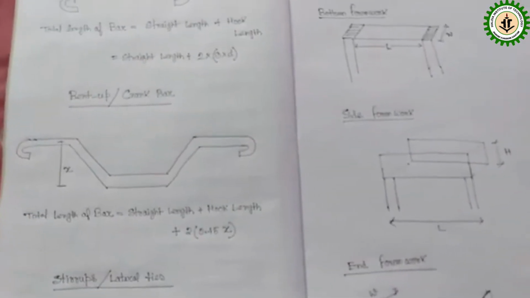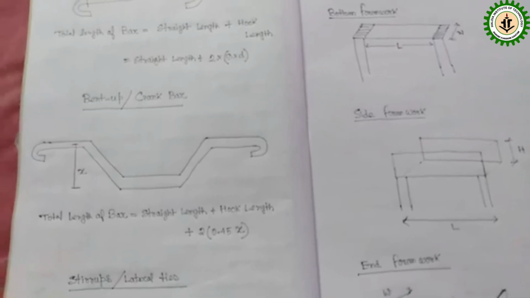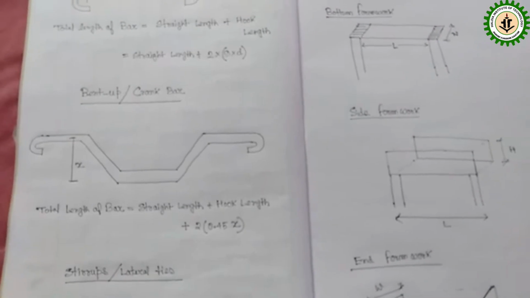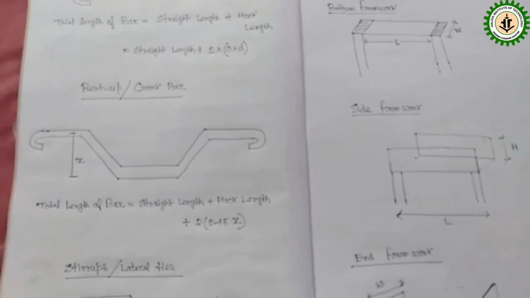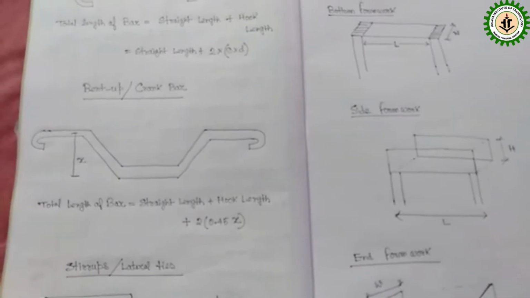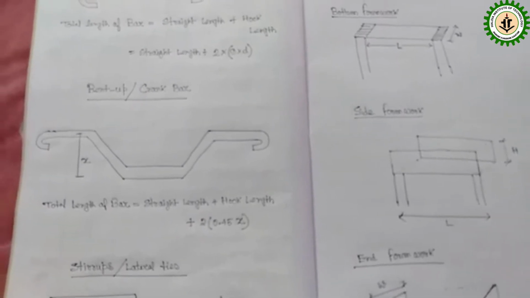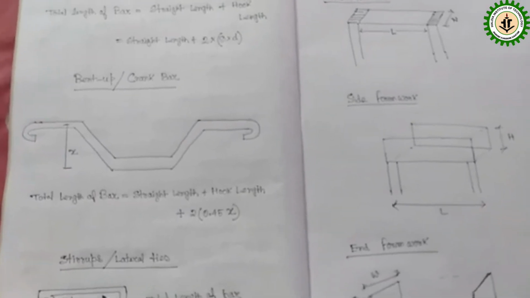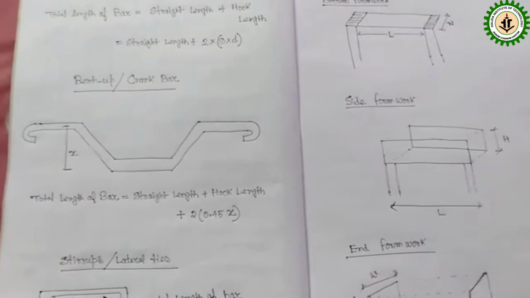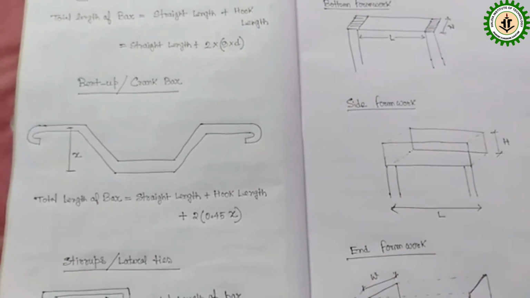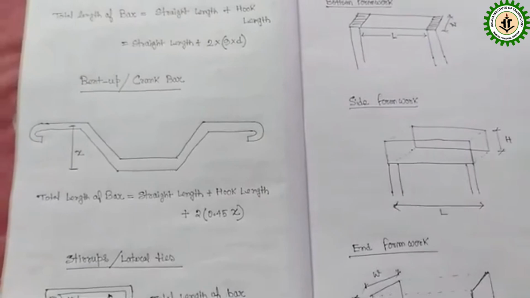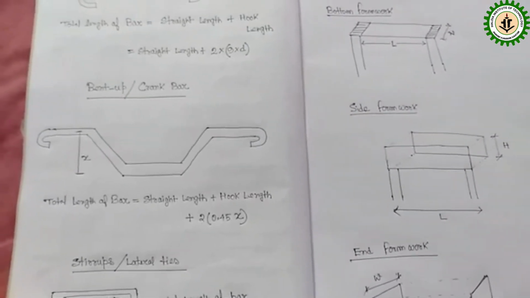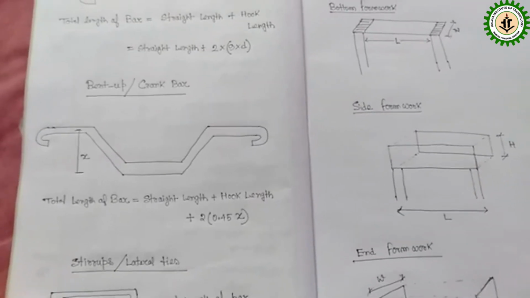And the next is bent up bar or crank bar. Don't get confused at the time of RCC design, because the bent up bar and crank bar are the same. For calculating the length of this bar, first you have to determine the straight length, then you have to add the bent up length. The bent up length is 0.45 into x. If bent up is provided on a single side, then it is 0.45 into x. If bent up is provided on both sides, then you have to consider 2 into 0.45 into x.